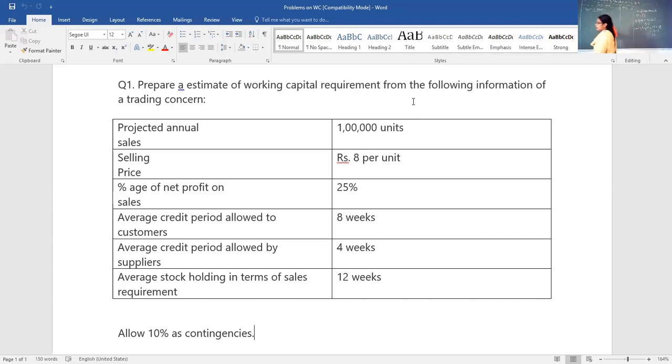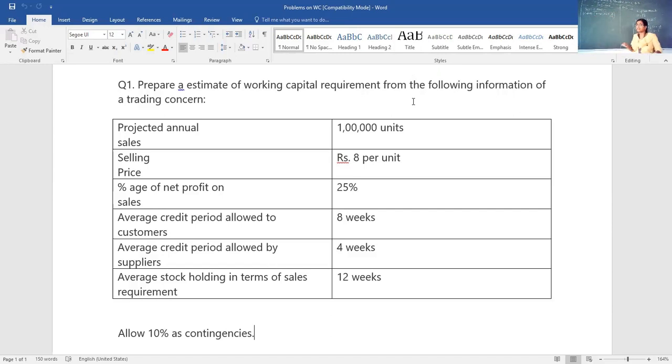Okay, now start calculating. Under current assets, the first asset is stock. So what have they told about stock? If you see, they've told that the average stock holding in terms of sales requirement is 12 weeks. So how do I calculate the value of stock required? Number of units is 1 lakh units into 6 rupees per unit. And what is the time duration for making the payment? It is 12 weeks. So I do 12 divided by 52.